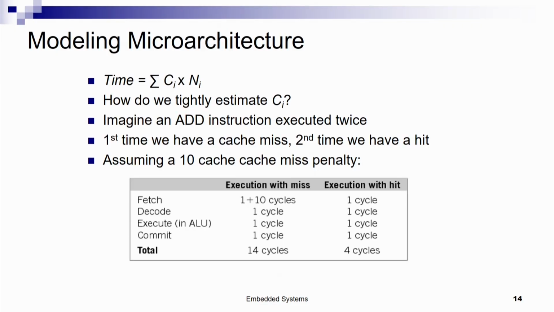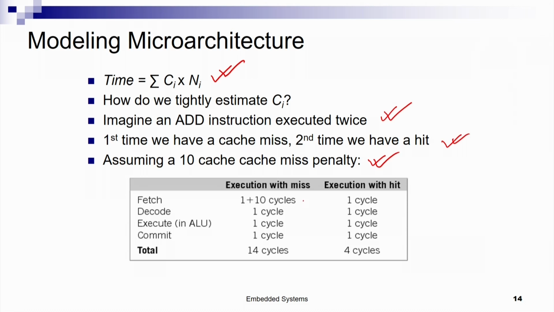So, till now we have seen that the time taken by the program is summation Ci into Ni. Now, let us say that in this program there are 2 add instructions, and this same add instruction executes twice. The first time this add instruction is executed, there is a cache miss, and it is brought into cache. The second time it is executed, we have a cache hit. Now, assume that the level 1 cache miss penalty is 10 cycles.